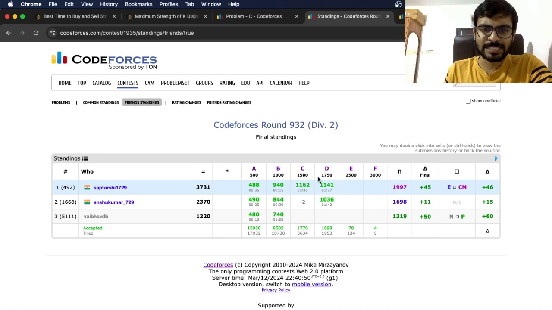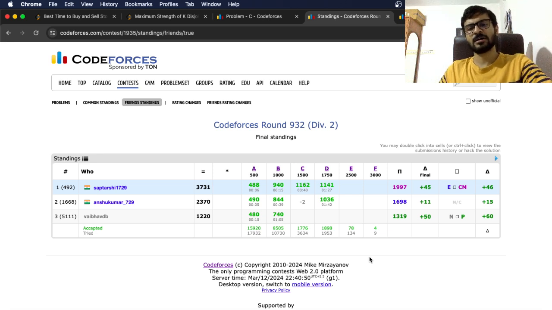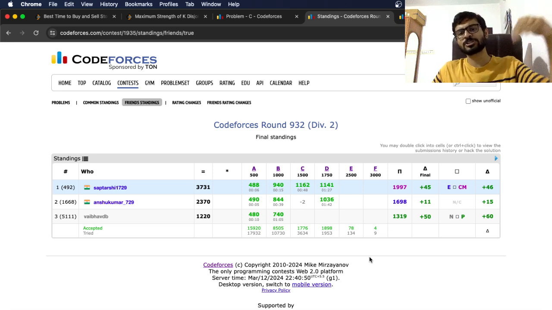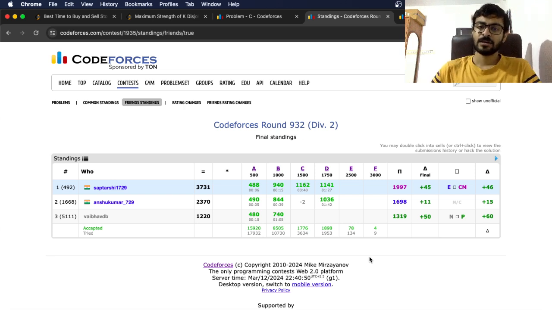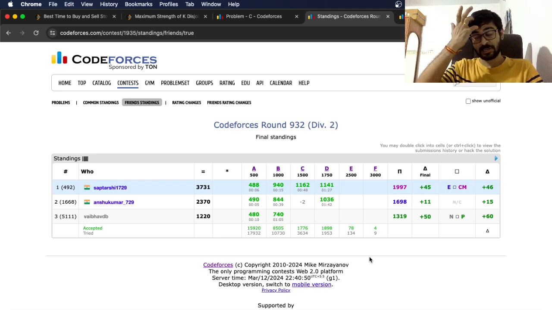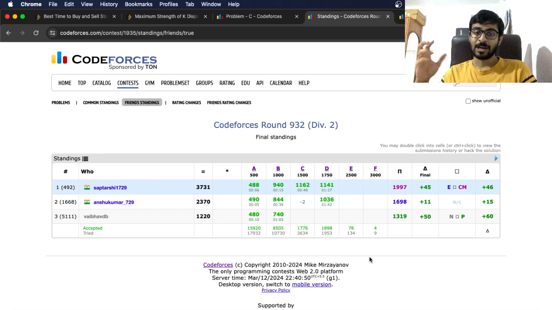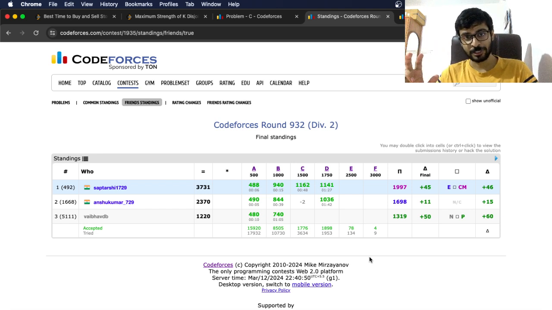So in this problem C, you can see that during the contest, I believe 1776 people had actually solved it, which is, again, not very tough. But in that video I had explained how you can solve this using hash set kind of structures, tree set kind of structures. Even Tourist, the legendary grandmaster of Codeforces, had also used a similar set approach to solve it.